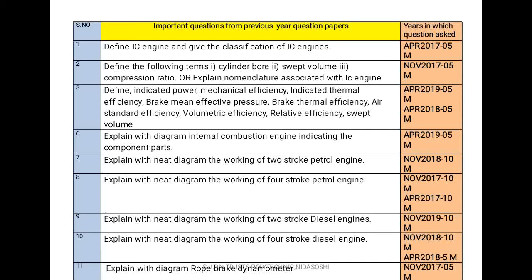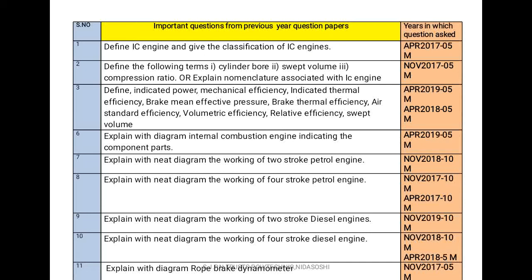Here we are studying the classification of the IC engine, the definition of the IC engine, and the important terms of the IC engine like cylinder bore, swept volume, compression ratio, or in another way, the nomenclature associated with the IC engine. And again we are studying the performance parameters: indicated power, brake power, thermal efficiency, volumetric efficiency, mechanical efficiency, and some more efficiencies. We also study the working of parts of the IC engine with a neat sketch, the working of the 4-stroke engine and the 2-stroke engine, in the 4-stroke petrol engine and diesel engine, in the 2-stroke petrol and diesel engine, the working of rope brake dynamometer, heat balance, and some problems.